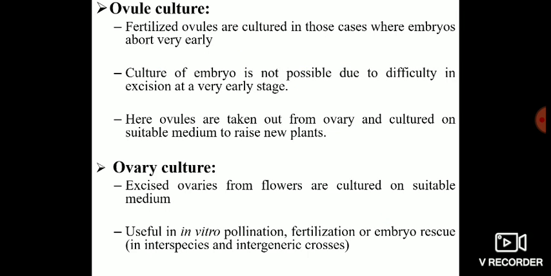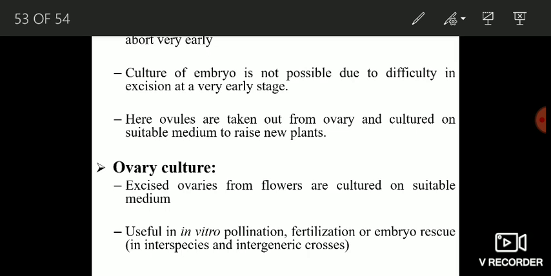Ovule culture is another way of performing tissue culture. Here what you do is the fertilized ovules are excised. The ovules are taken out from the ovaries and they are cultured in the culture conditions. And this technique is useful in those species where the embryos abort very early. Okay. And the culture of embryo is not possible due to difficulty in excision at a very early stage.